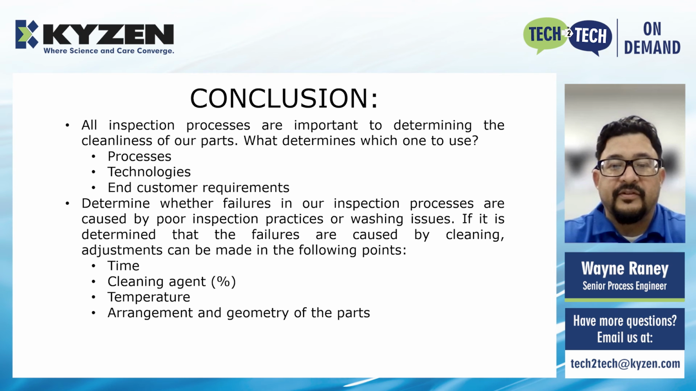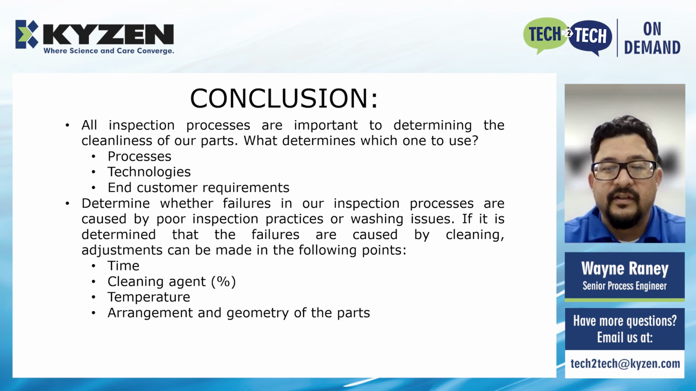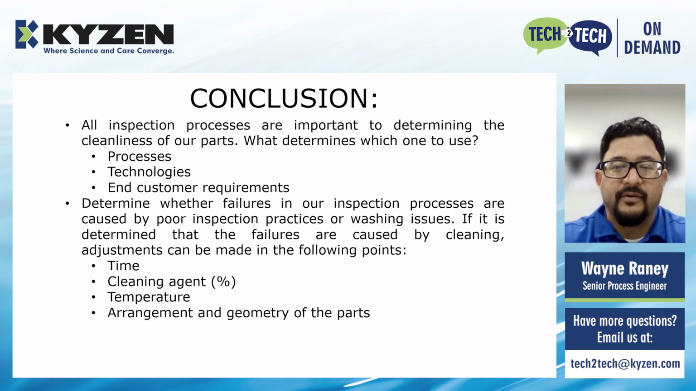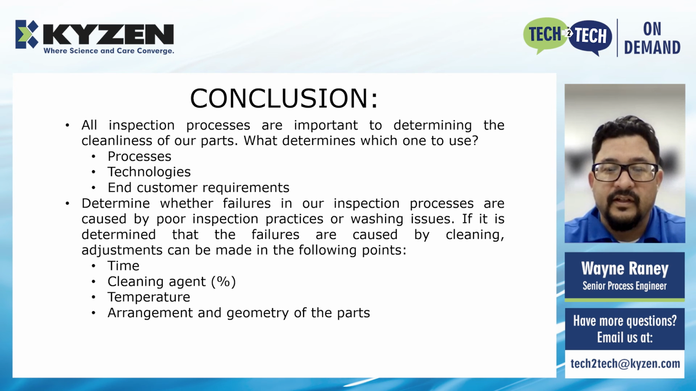It's important to be able to determine if an inspection passes or fails. And this can be due to washing issues such as cleaning time, chemistry concentration, and temperature. You can also check the arrangement of the parts for shadowing on those parts and review the geometry of the parts to determine the best fit during your wash process. In other words, make sure your parts are fixtured correctly in the wash system.